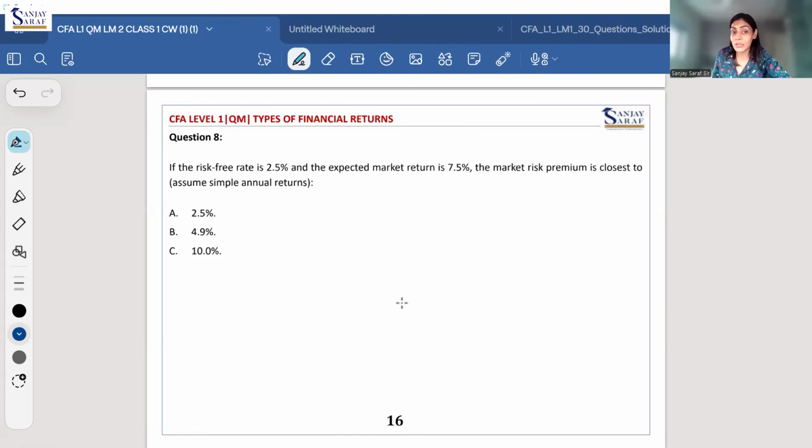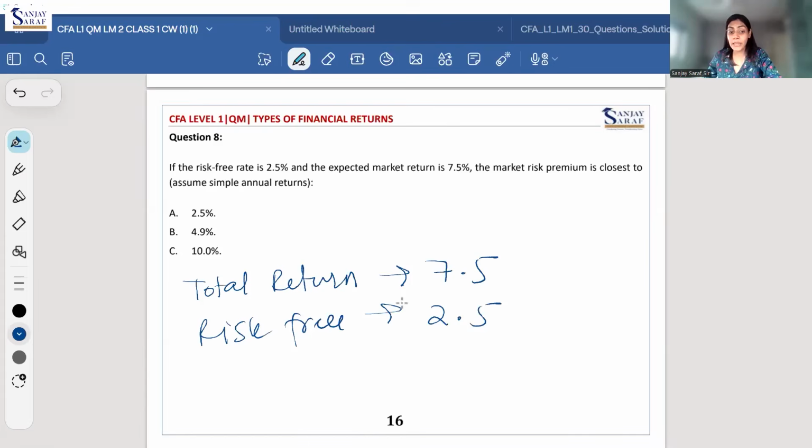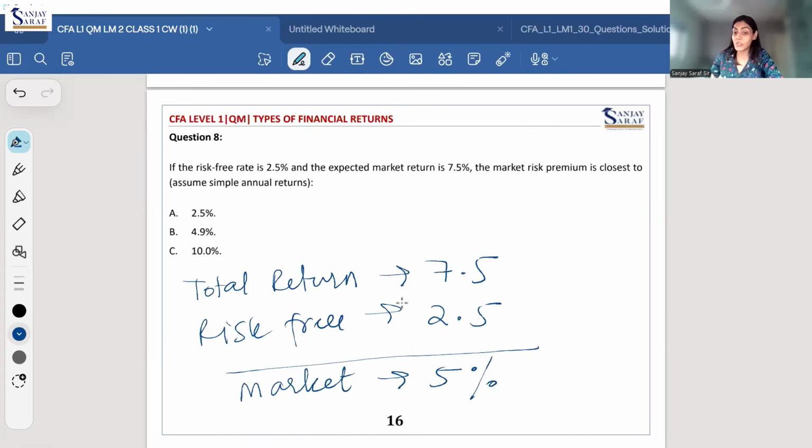Prerna, why do you think it's 10%? हम बोल रहे हैं कि मार्केट रिस्क प्रीमियम कितना है, which means additional return, जो excess return है that I want because I am investing in the market. जो total return that I want is 7.5. इसमें से risk free component is 2.5, which means just because I am investing in the market, I am demanding 5% extra, which means market risk premium, the risk that I'm taking by investing in the market, that is 5%. Prerna, is that clear?